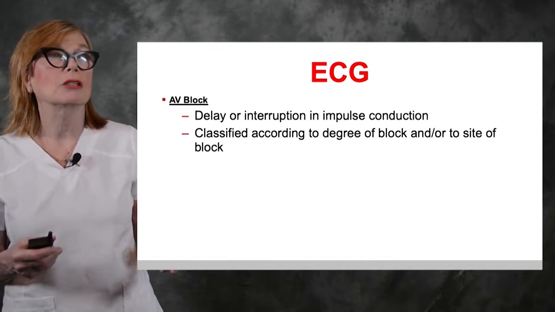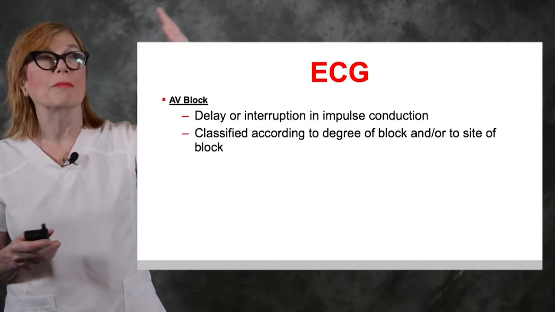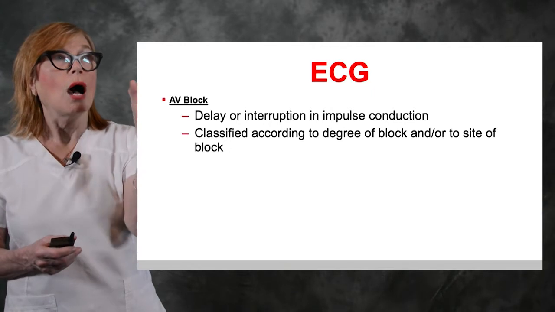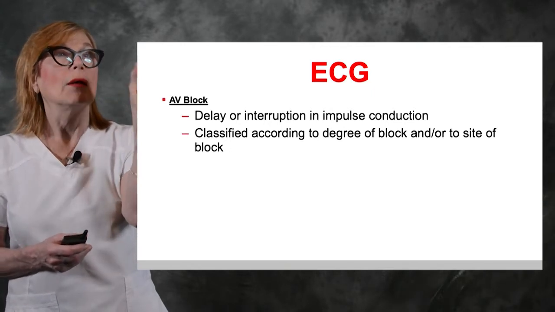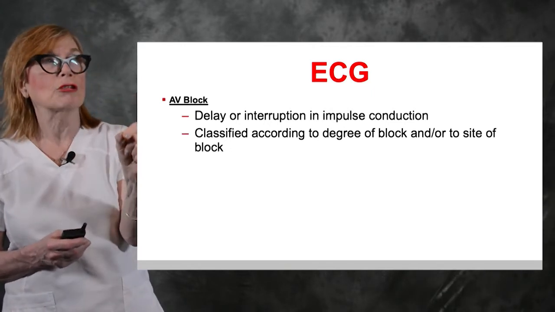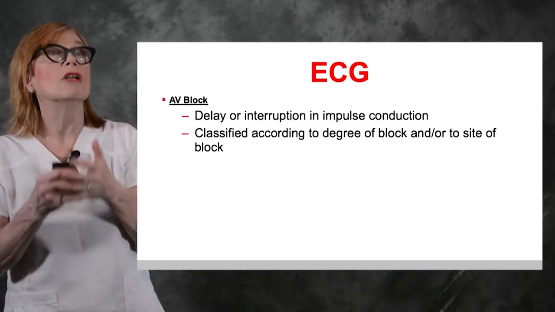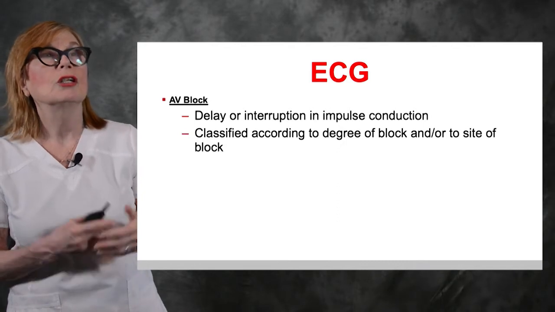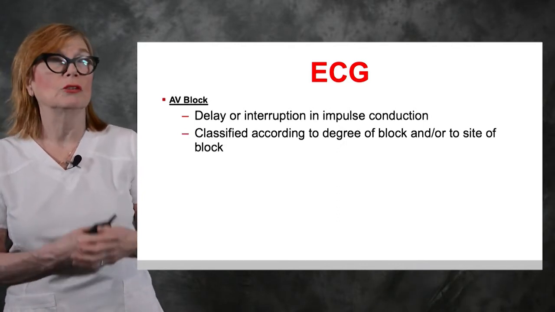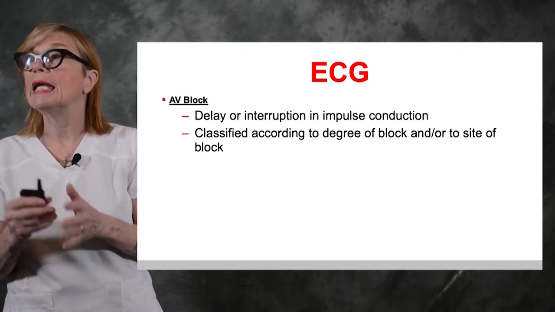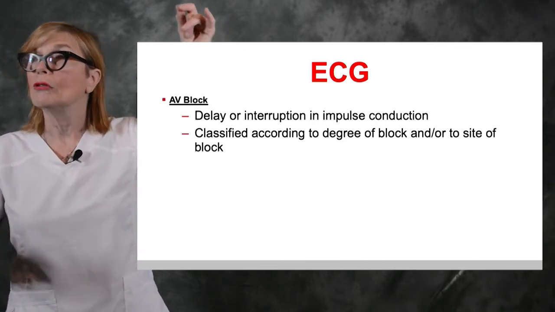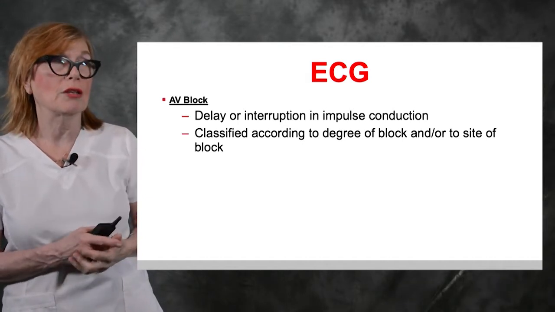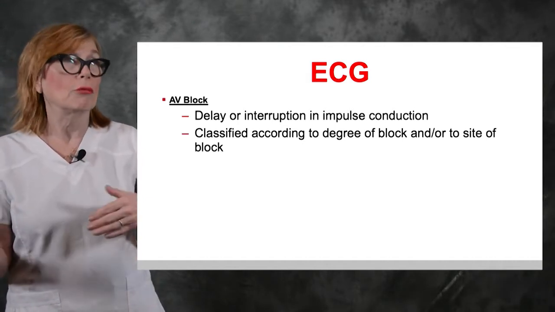AV block is a delay or interruption in the impulse conduction from the sinus node through the AV junction to the ventricles. So I want to remind you that the PR interval is a measurement of the time the AV junction holds the impulse before moving it forward into the ventricles. So whenever we have a delay in the conduction from the sinus node to the ventricles through the AV junction, whatever that delay is, we're going to consider that to be a heart block. And remember, three different categories.